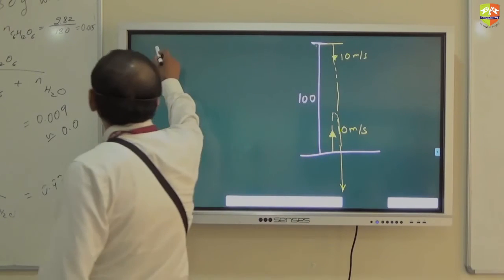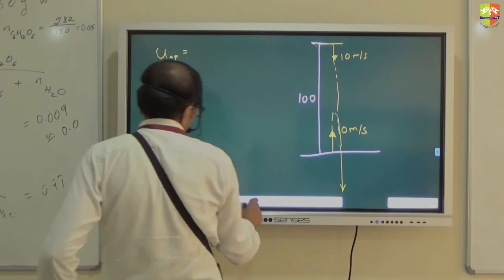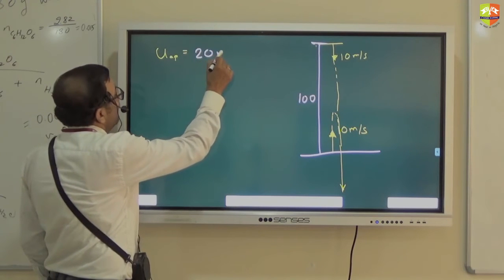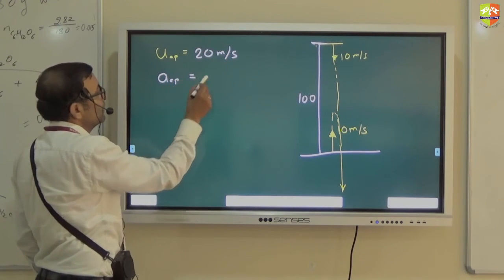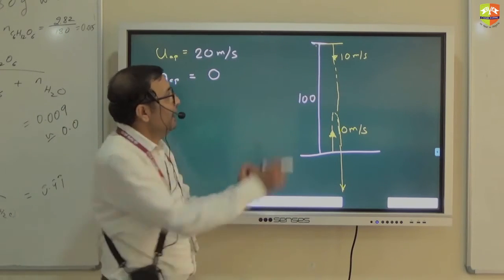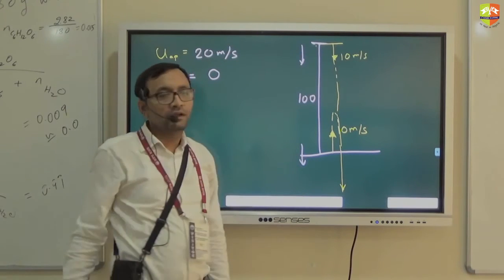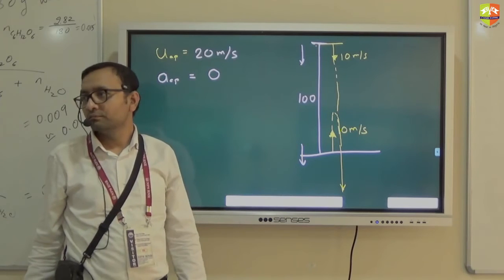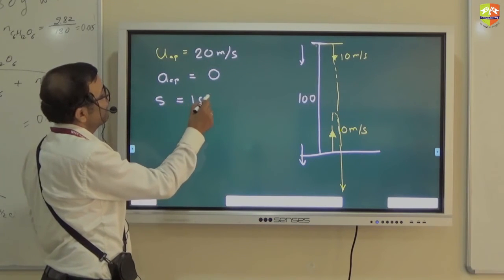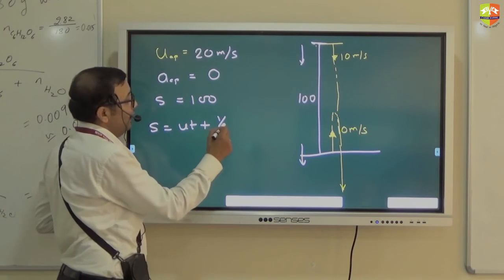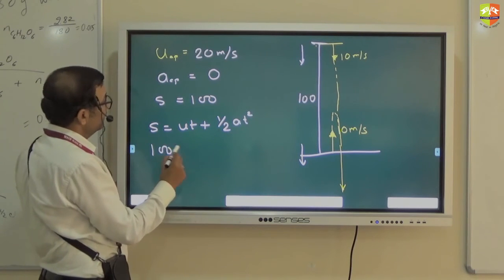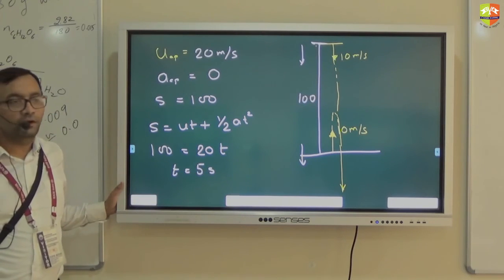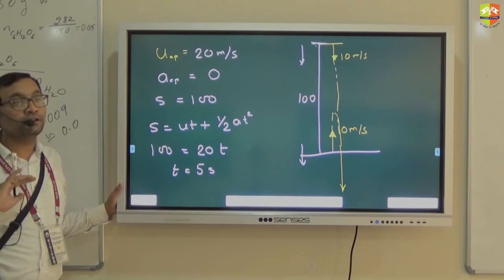Okay, now tell me, initial velocity of approach is how much? 10 plus 10, 20. 20 is the velocity of approach. And acceleration of approach is how much? 0. Both of them are getting accelerated down only, right? So acceleration of approach is 0. This is approaching, this is going away, so A minus A is 0. Distance of approach is 100. So S equal to ut plus half AT square. S is 100, u is 20 into t, so t is 5 seconds. So relatively, it looks like a constant velocity motion.